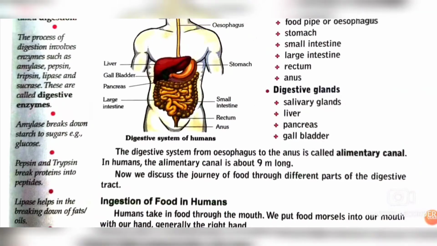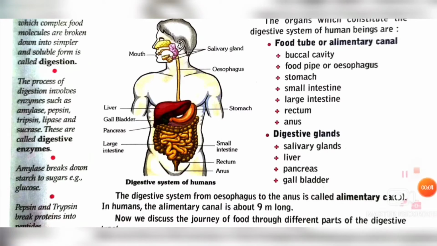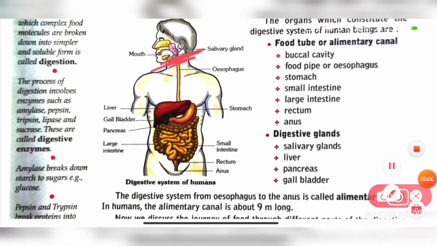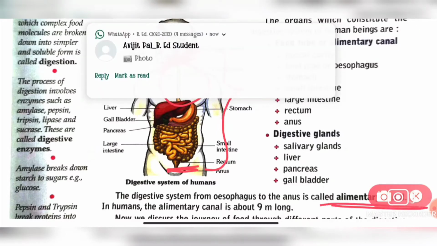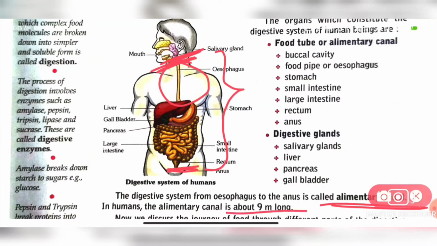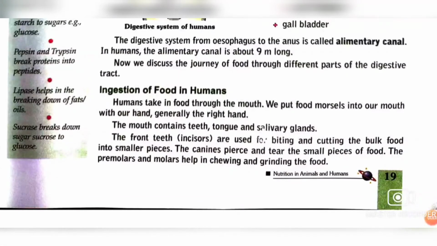Now what is the alimentary canal? The digestive system from the esophagus, মানে এই অংশ, to the anus, এই অবধি, from this part to this part is called the alimentary canal. In humans, the alimentary canal is about 9 meters long. Human body te alimentary canal ta kintu 9 meter লম্বা. Now we will discuss the journey of food through the different parts of the digestive tract. একদম মুখে খাবারটা নেওয়ার পর থেকে যে ফুডের যে জার্নিটা, now we'll discuss that.